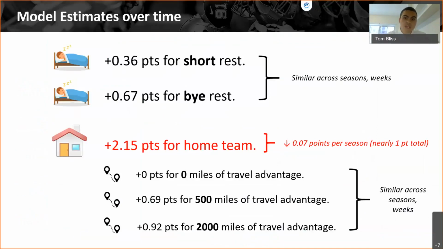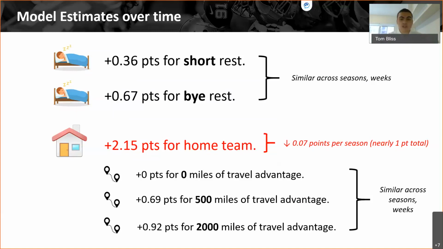So we now want to think, okay, are these changing over time? And as I highlighted in the modeling stage, we found that short and bye rest actually aren't changing that much over time. We didn't have a reason to think by season they would change, but by weeks we thought maybe a week 4 bye is way more important than a week 15 bye. From what we were able to estimate from the betting markets, we haven't really found that to be the case.